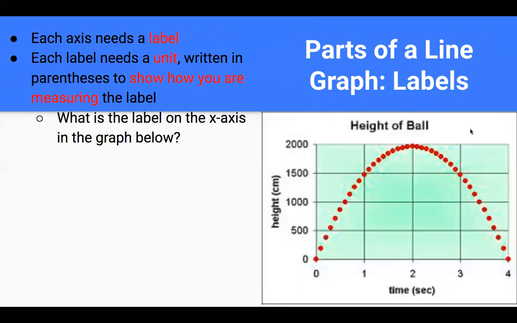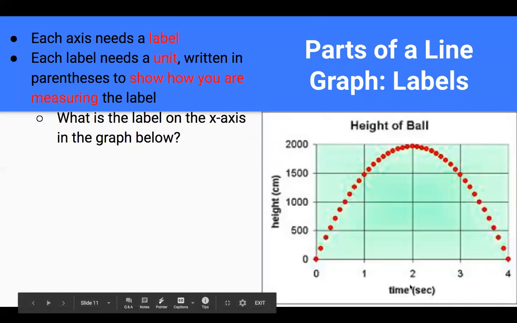But these labels need units. So again, if we were thinking of our Alka-Seltzer lab, our unit for temperature would be Celsius. And our unit for reaction speed would be seconds, because that's what we were measuring it in. If we look here, this time is also measured in seconds, and height is measured in centimeters.